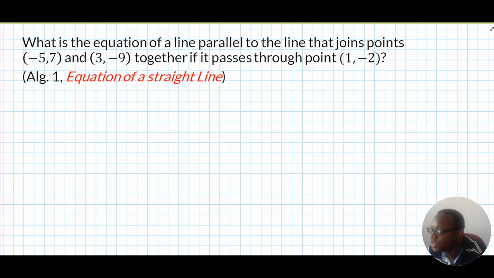So let's look at this question here. It's saying, what is the equation of a line parallel to the line that joins points (-5, 7) and (3, -9)? It joins them together if that line passes through the point (1, -2). So we're focused here on looking for the equation of a straight line that is parallel to a line that joins these 2 points, but the line that we're looking for also passes through the point (1, -2).